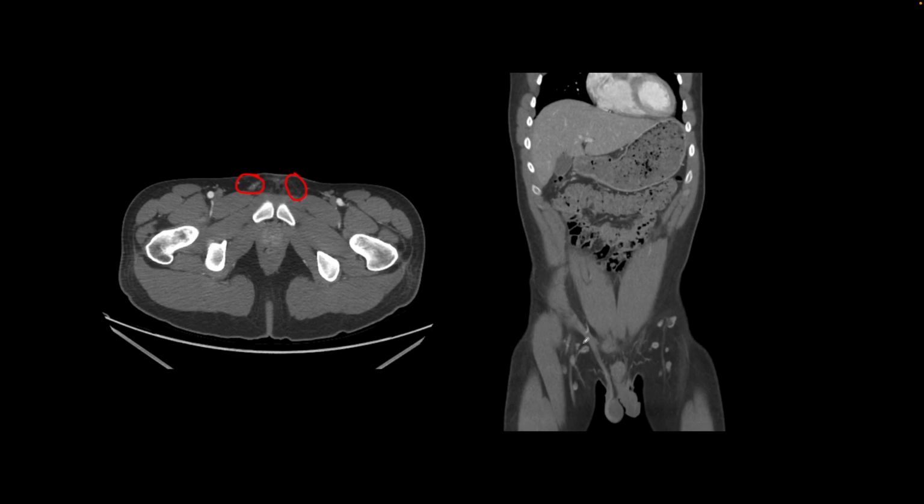So here on the coronal image, we find the spermatic cord leading into the right testicle. On the left side, the spermatic cord and the testicle are absent. So this was congenital absence of the left testicle in this patient. On the rest of the CT of the abdomen and pelvis, there was no finding to suggest an ectopic testis.